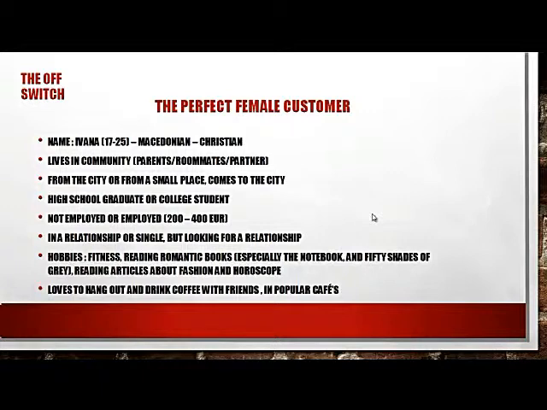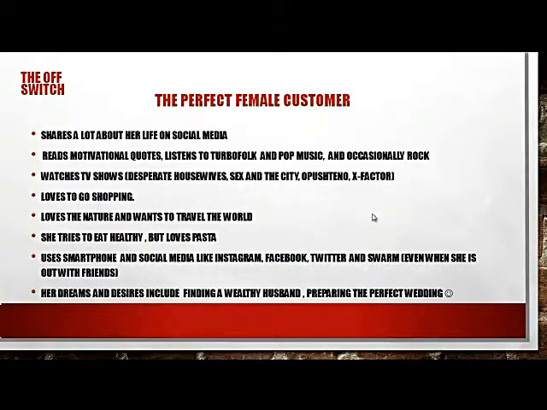Hobbies: fitness, reading romantic books, especially The Notebook and 50 Shades of Grey. Reading articles about fashion and horoscope. Loves to hang out and drink coffee with friends in popular coffee places. Shares a lot about her life on social media. Reads motivational quotes. Listens to turbo folk and pop music, and occasionally rock.